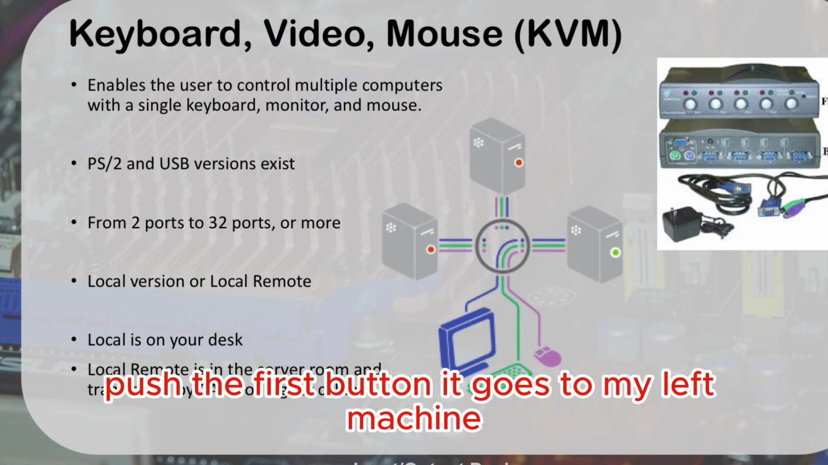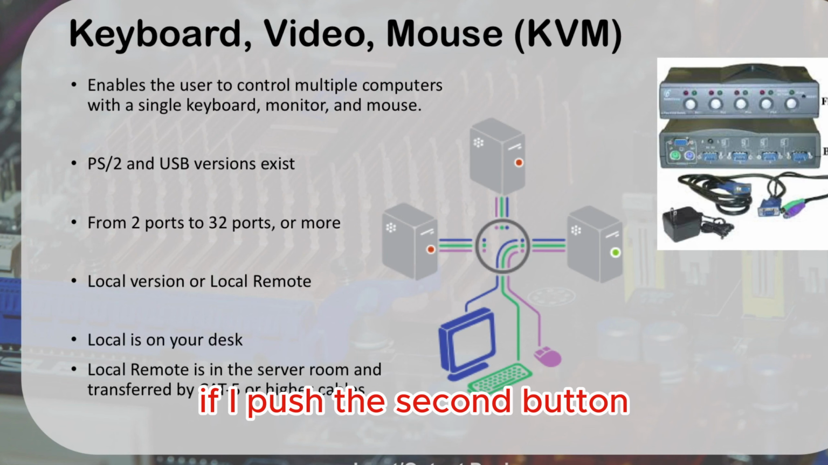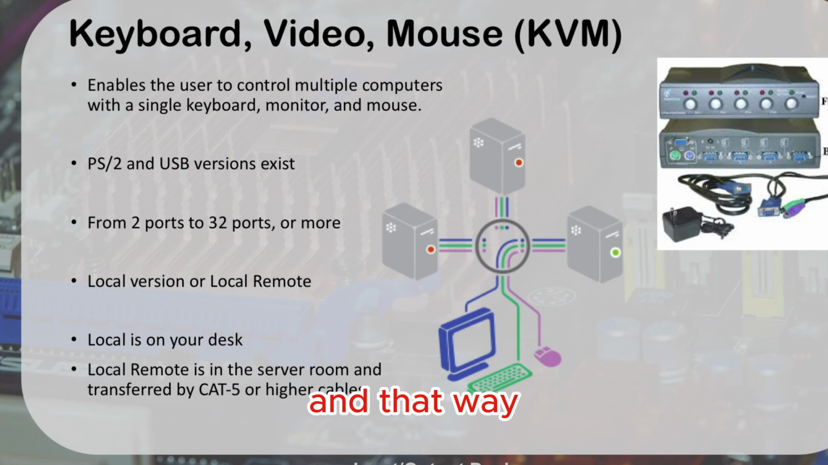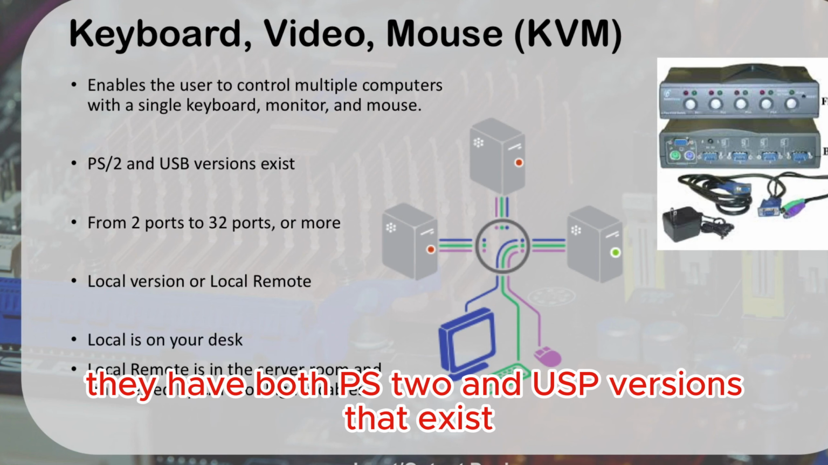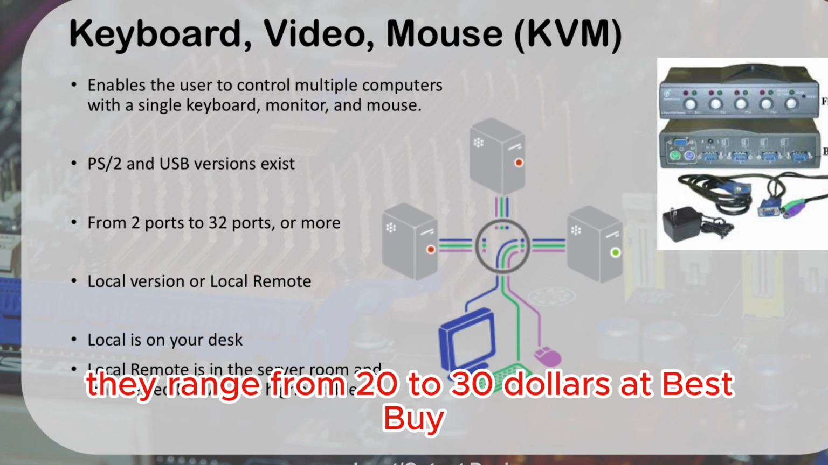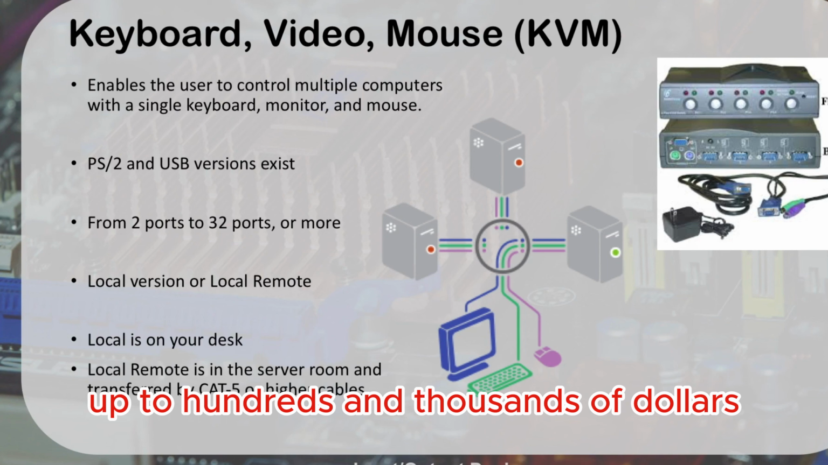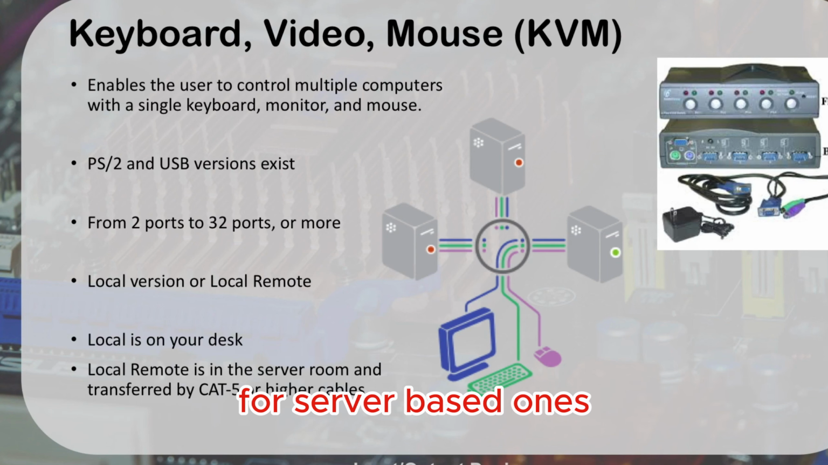If I push the first button, it goes to my left machine. If I push the second button, it goes to my right machine. That way I can go between the machines as I need to. There are different ones. They have both PS2 and USB versions. They range from $20 to $30 at Best Buy up to hundreds and thousands of dollars for server-based ones. So it really depends on what you need.